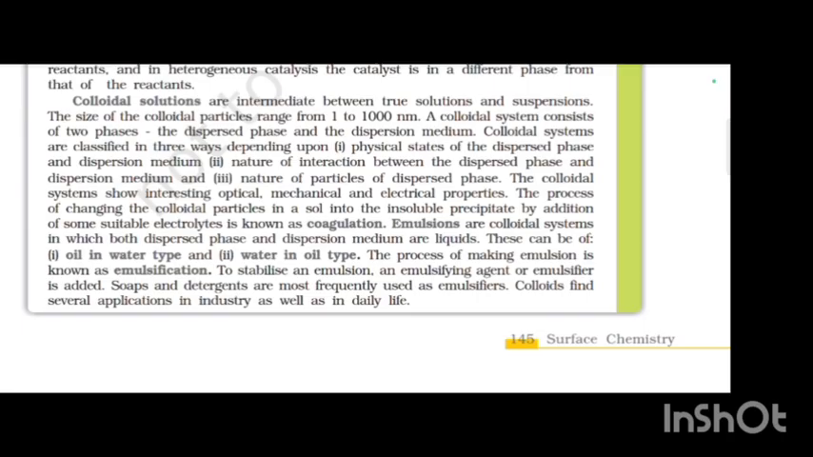Colloidal systems show interesting optical, mechanical and electrical properties. The process of changing the colloidal particles in a sol into an insoluble precipitate by addition of some suitable electrolyte is known as coagulation. Emulsions are colloidal systems in which both the dispersed phase and dispersion medium are liquids. These can be of first, oil in water type, and second, water in oil type. The process of making an emulsion is known as emulsification.